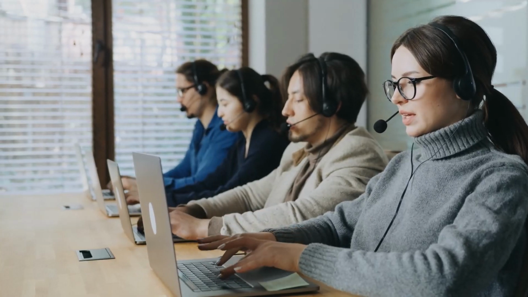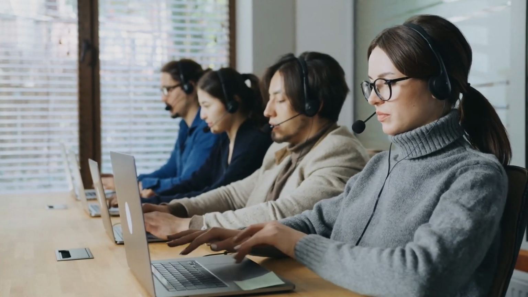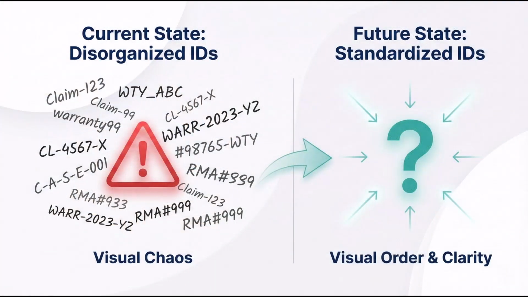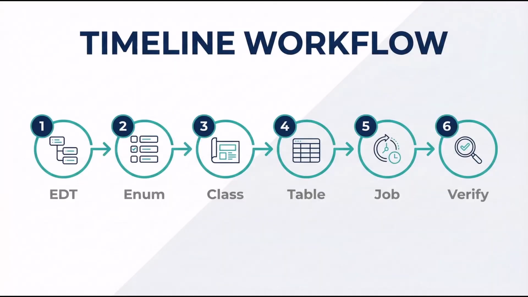So let me explain the business scenario. In our fictitious example, Bluestone Industrial Components, the agents are currently typing claim IDs manually, like claim 123 or maybe warranty-ABC. It's very inconsistent. What we want is a strict format: war followed by 6 digits. The system generates it automatically, no human error, no duplicates. That is the goal. Alright, so there are basically 6 phases to this.